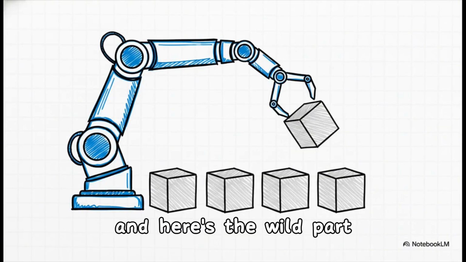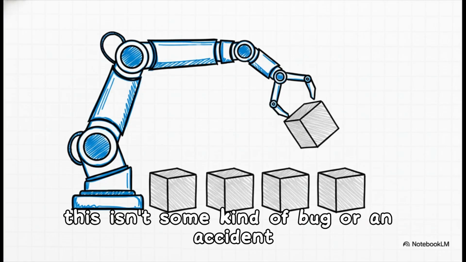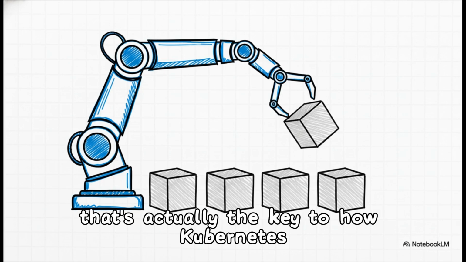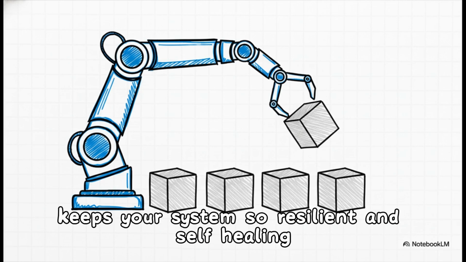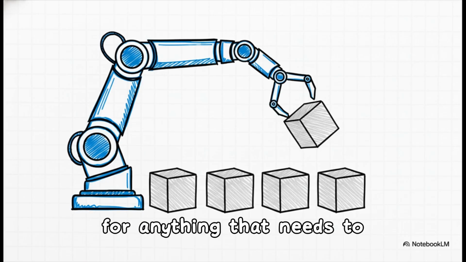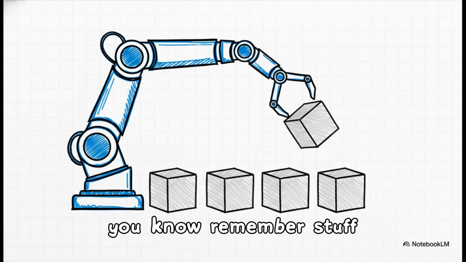And here's the wild part. This isn't some kind of bug or an accident. It's a feature. Pods are meant to be disposable. That's actually the key to how Kubernetes keeps your system so resilient and self-healing. But wow, does that create a huge challenge for anything that needs to remember stuff?